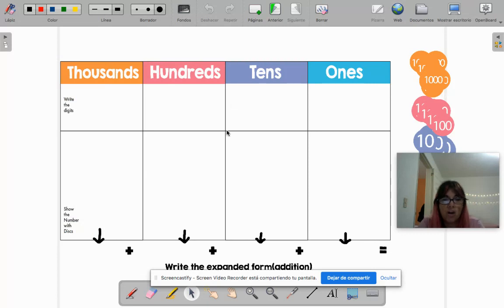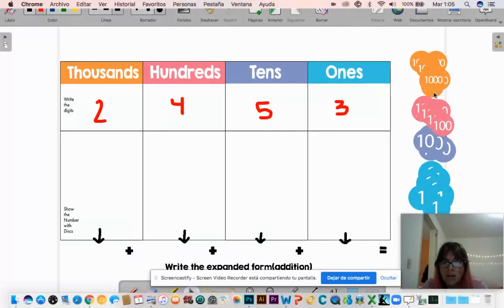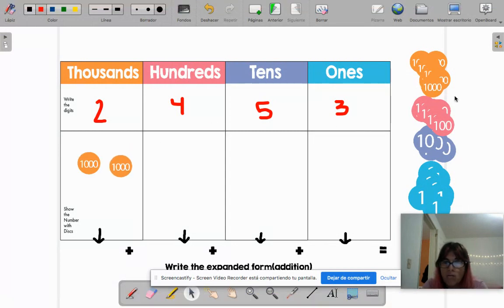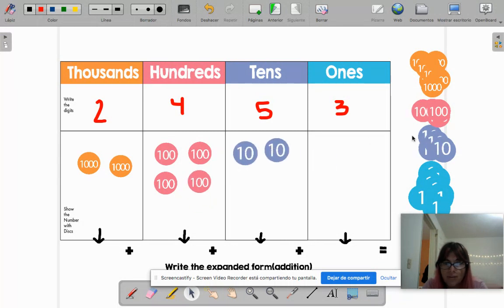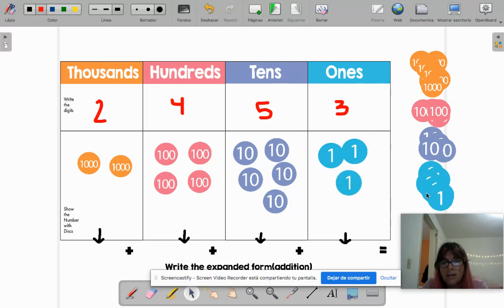Here. So again, I will tell you a number. The first thing is you write it. 2,453. So after you write it, you build it. So that would be 2,450 and 3. So after you build it, now let's write it in expanded form.